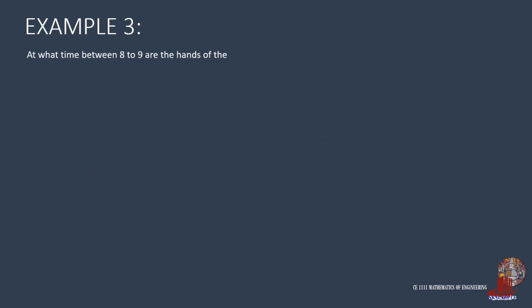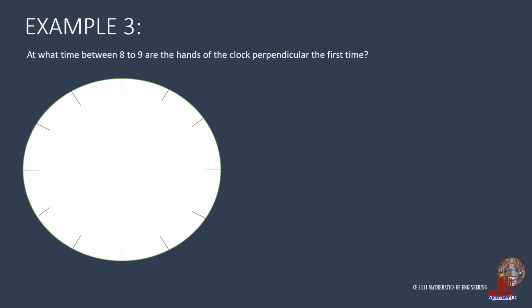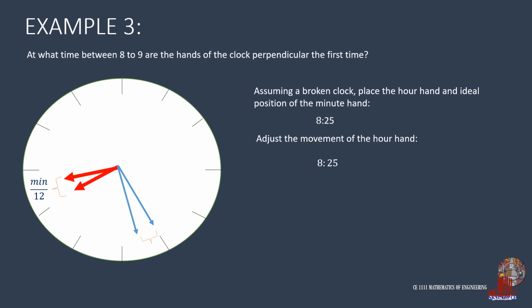This time, we identify the time when the hands are perpendicular. For the third example, the hands are perpendicular for the first time. With the hour hand placed at 8 o'clock, the first time the hands are at 90 degrees is when the minute hand is at 25 minutes. That's before the hour hand. The initial time to take is 8:25. Then adjust the time with the hour hand movement as the minute hand already traveled 25 minutes.